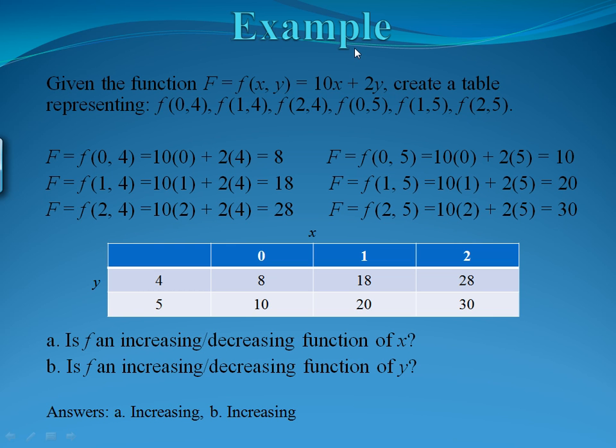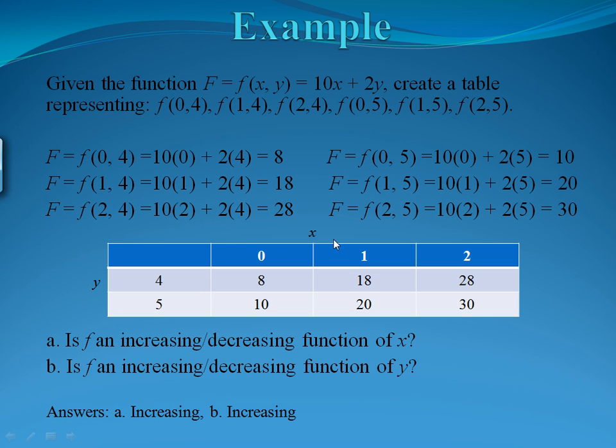Okay, so now let's say we have another function. We have the function F is a function of x and y, which is 10x plus 2y. We want to create a table from this equation representing F of 0, 4, F of 1, 4, F of 2, 4, F of 0, 5, F of 1, 5, F of 2, 5. So the first entry in our function is going to be represented by x, because it says here it's going to be x comma y. So our x values are 0, 1, 2, 0, 1, 2.